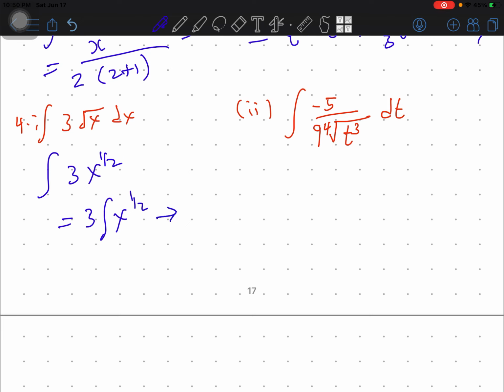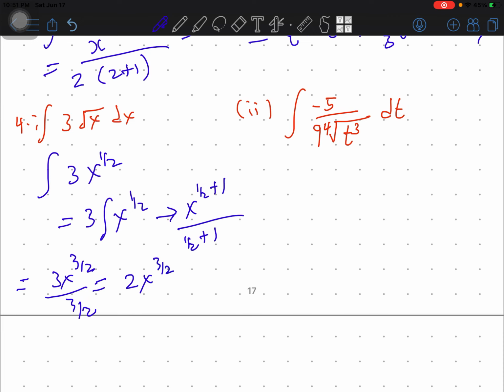And this one, you can just go straight away, say x power 1 over 2 plus 1 over 1 over 2 plus 1. Right. And then at the end of the day, you are going to get your answer, which is going to be 3x power 3 over 2 over 3 over 2, which is equal to 2x power 3 over 2. And then don't forget your plus c.